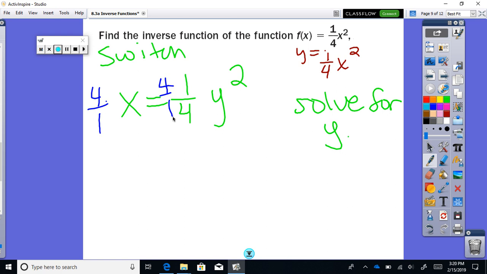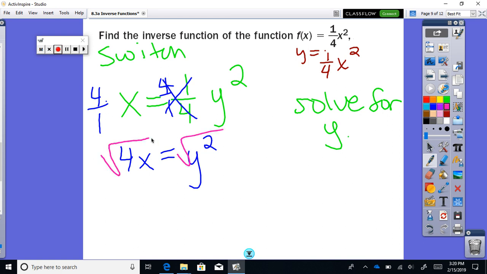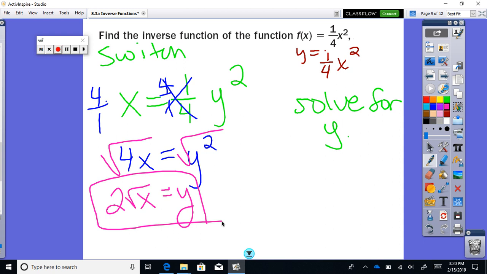Because 4/1 is going to simplify to 1 on the right, I'm going to be left with y squared. Over here, I'm going to be left with 4x. Now to get y by itself, the inverse of squaring something is to take the square root. The square root of 4 is 2, and then you have the square root of x. The square root of y squared is y. So this is the inverse function for this. y equals 2 square roots of x.